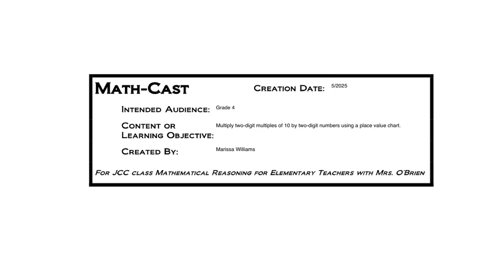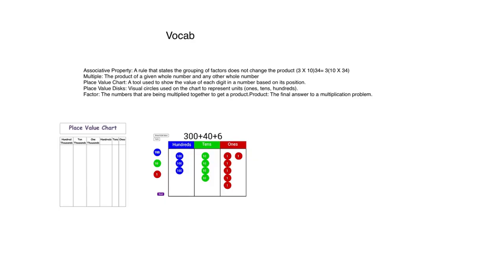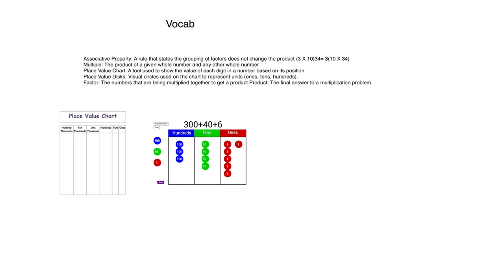Hi friends, today we're going to be learning about multiplying two-digit numbers by multiples of 10 using a place value chart. Some of the vocabulary that we will be using for this lesson is the associative property, a rule that states that grouping of factors does not change the product. So 3 times 10 multiplied by 34 equals 3 times 10 times 34. Multiply: the product of a given whole number and another whole number.